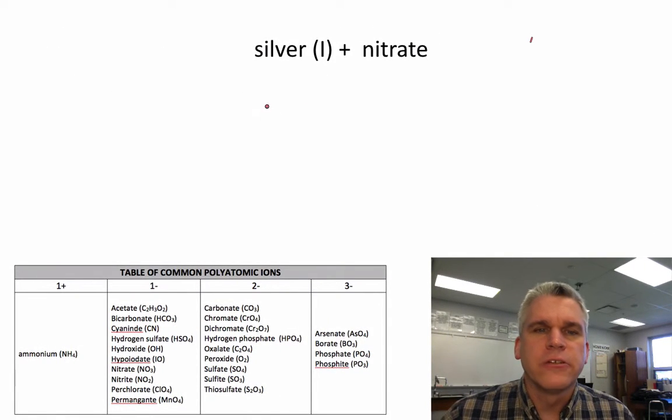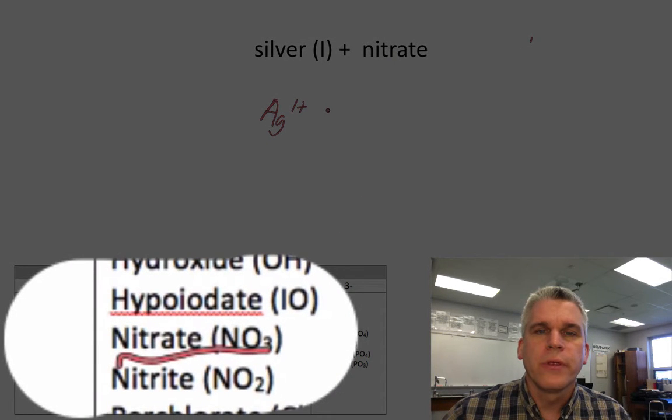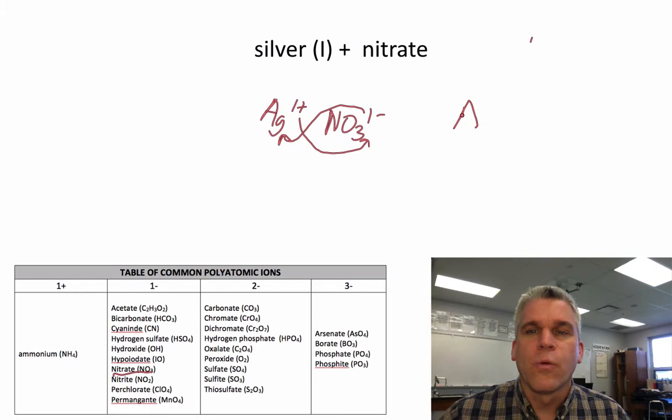So let's take a look at silver. Silver, this is one of those B families, but because there's a Roman numeral, we know that it's 1 plus. Nitrate is NO3, and that is 1 negative. So we do the crisscross method. The one goes with the silver, the other one goes with the nitrate. Since they're ones, we don't show them, and so we would just say it's AgNO3.